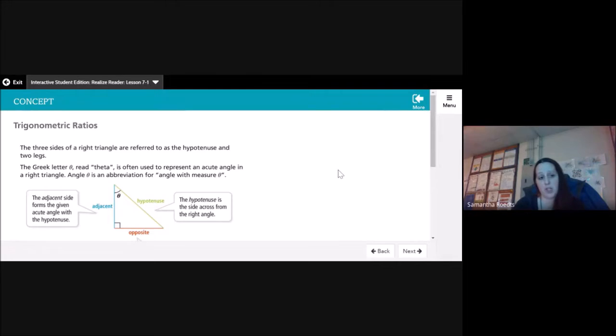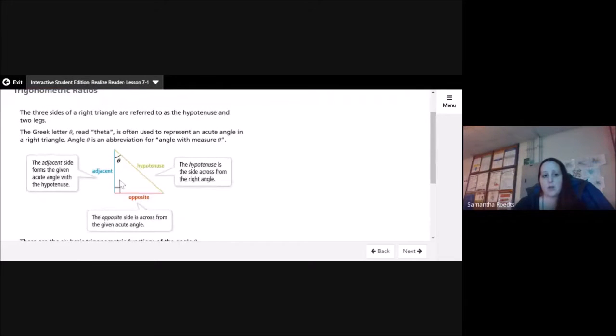Concept: trigonometric ratios. The three sides of a right triangle are referred to as the hypotenuse and two legs. The Greek letter theta is often used to represent an acute angle in a right triangle. Angle theta is an abbreviation for the angle with measure theta. So here I have my angle theta.